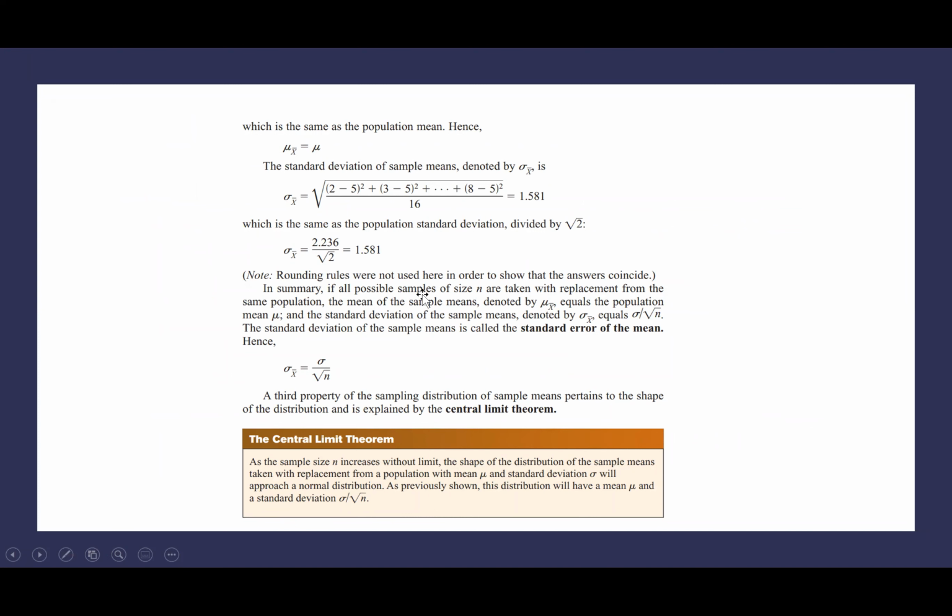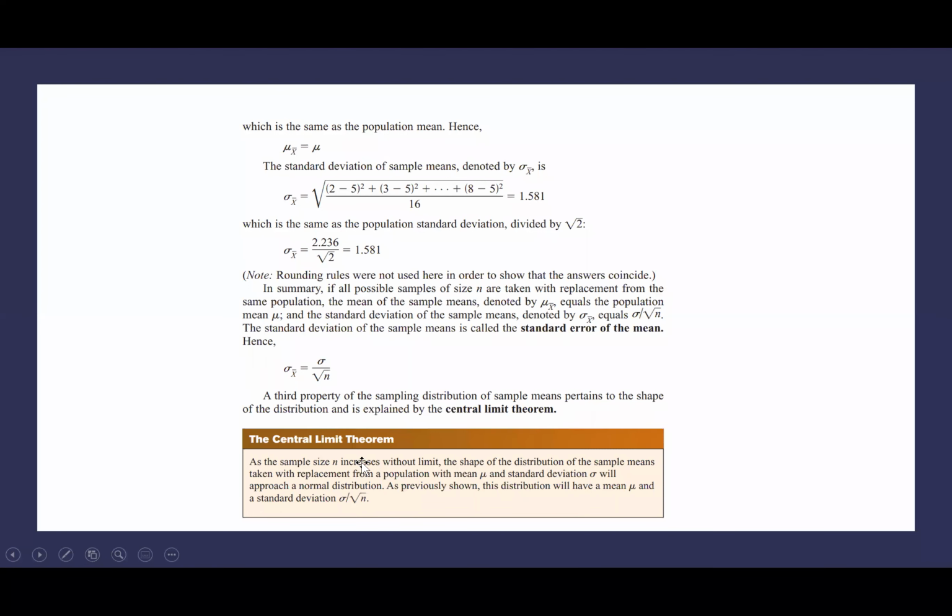In summary, if all possible samples of size n are taken with replacement from the same population, the mean of the sample means, denoted by mu x bar, equals the population mean, and the standard deviation of the sample means, denoted by sigma x bar, equals sigma divided by the square root of n. The standard deviation of the sample means is called the standard error of the mean. A third property of the sampling distribution of sample means pertains to the shape of the distribution and is explained by the central limit theorem.